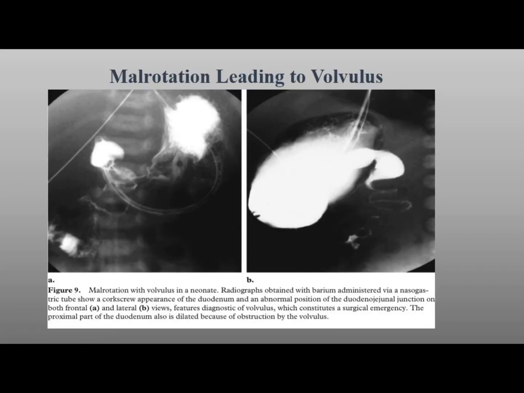This is also malrotation with volvulus. We see the corkscrew sign. This is the corkscrew, and a markedly distended stomach indicating obstruction, with the bird beak sign you can see here.